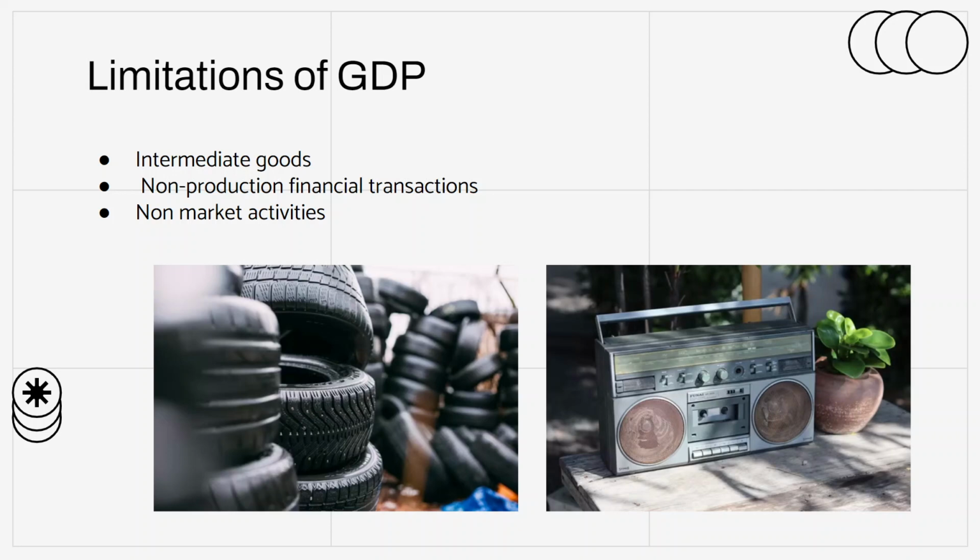It also doesn't include non-production transactions or financial transactions, which are stocks, bonds, or real estate. This is an important part of the economy, but it's not part of GDP. And then it also doesn't count non-market activities, which is basically illegal production or illegal labor behind the scenes. Even though it is illegal, it's still technically part of the economy, and GDP does not add that.